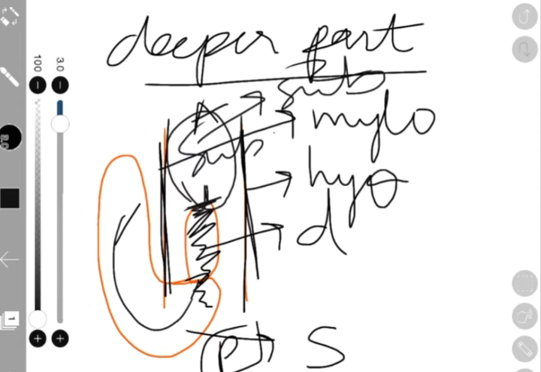So that's it. You'll have your mylohyoid muscle here and the hyoglossus muscle here. This is the superficial part and this is the deeper part, and this is the sublingual gland. Posteriorly, the gland is continuous with the superficial part and anteriorly it is related to the sublingual gland.